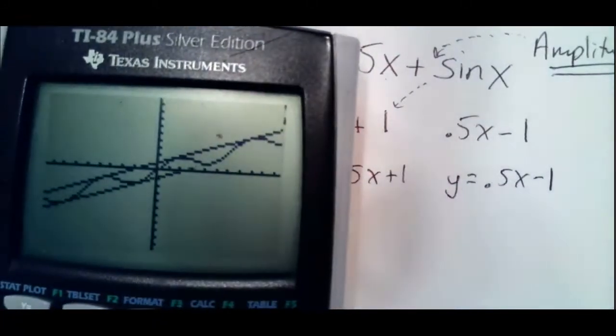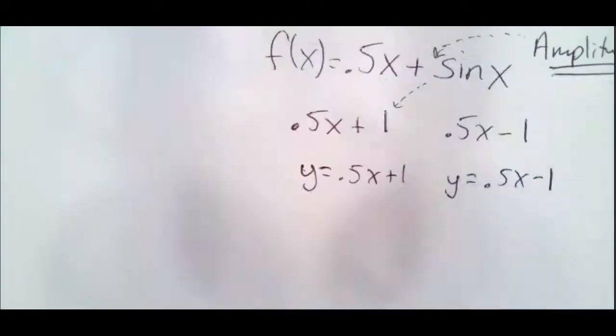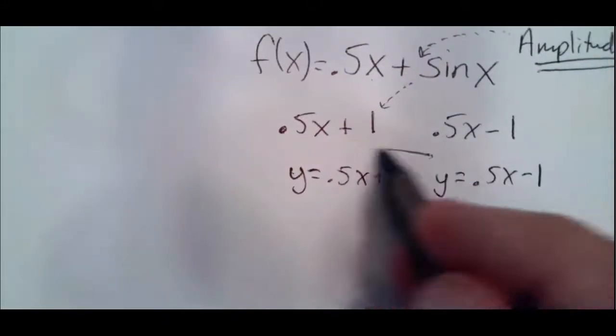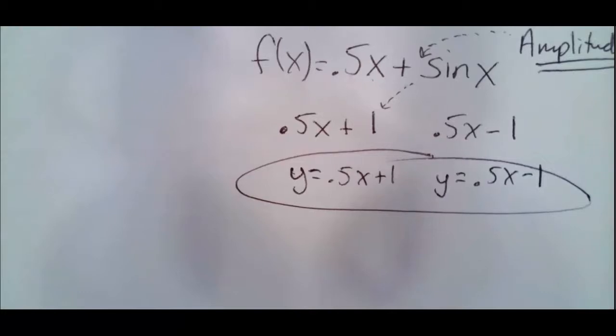Check that out. We just found the upper and lower bounds. So that is what we are looking for: what are the two equation bounds when the graph has been tilted sideways? And there you have it. So you're just using the amplitudes.